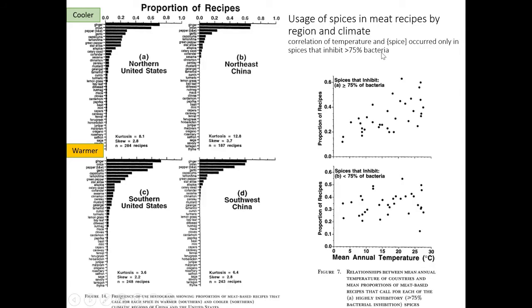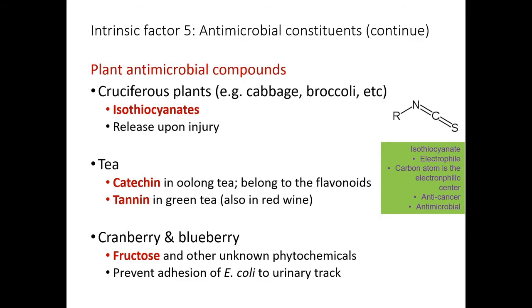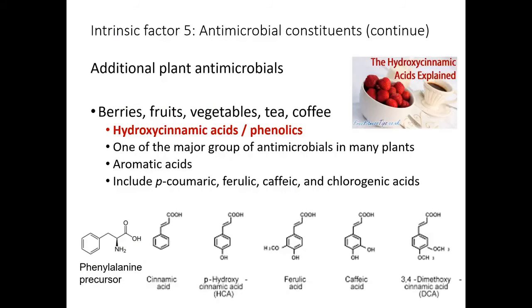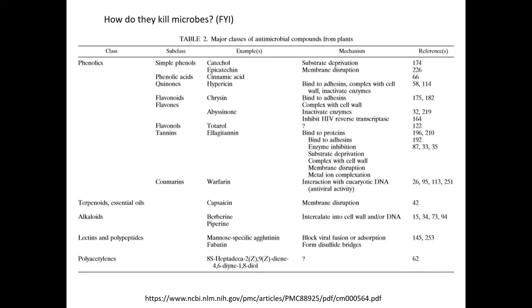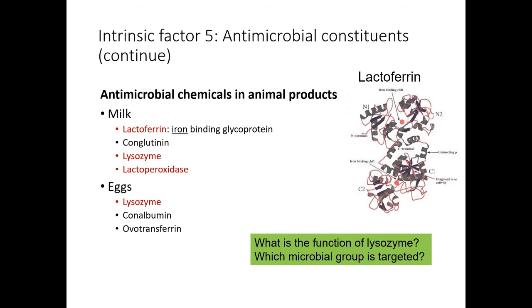So there's a correlation of temperature and spice, but that's only for spices that inhibit greater than 75% of bacteria. If you're really interested, you can take a look at that. I'm not going to be testing on it. These are all interesting as well. So if you're going to be doing any of these foods, you'll be able to use this information for your food project. Berries and fruits are going to have these phenols. Okay. So that's just about everything that I wanted to go over for this. You can take a look.